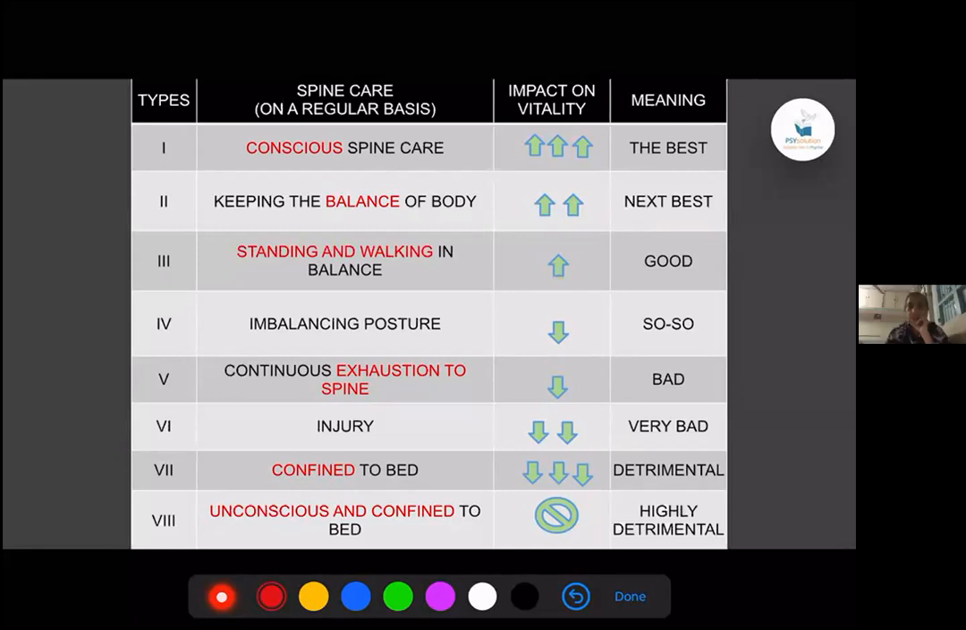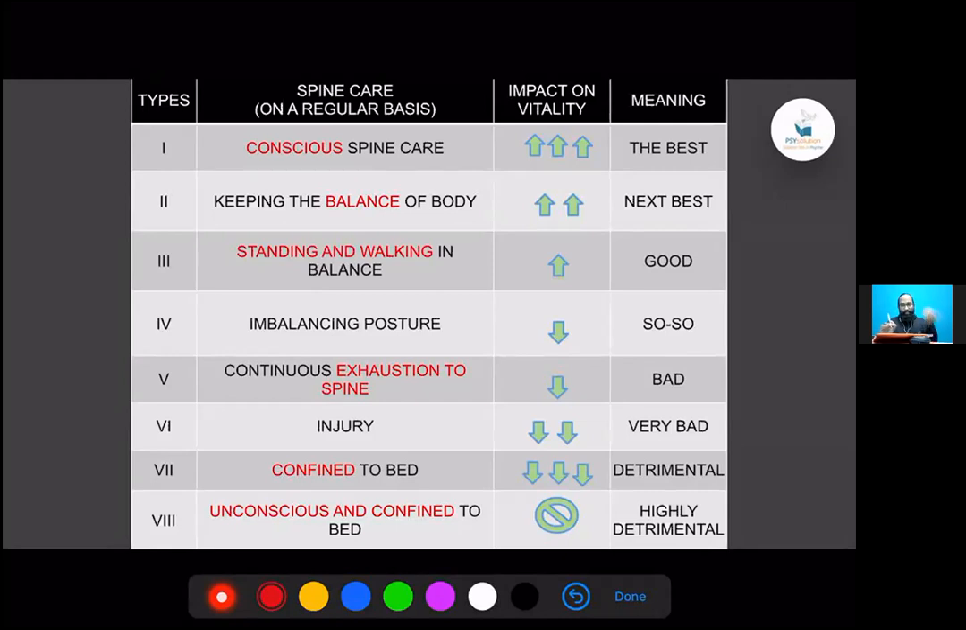Besides water therapy, what are the other ways for conscious spinal care? Yeah, so these are the ones listed here, ma'am. Keeping the balance of the body consciously while we are sitting, we should take care of our posture, putting the pressure on the spine equally from both sides. While standing, we should consciously keep both feet with the same pressure, not on one side always. So these are all conscious corrections.